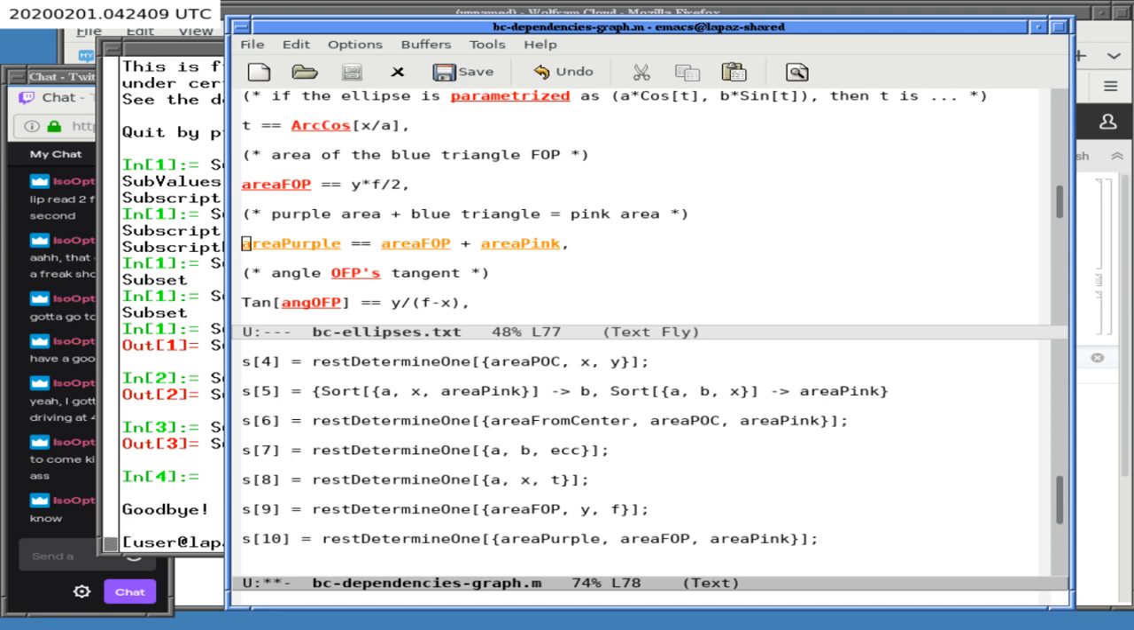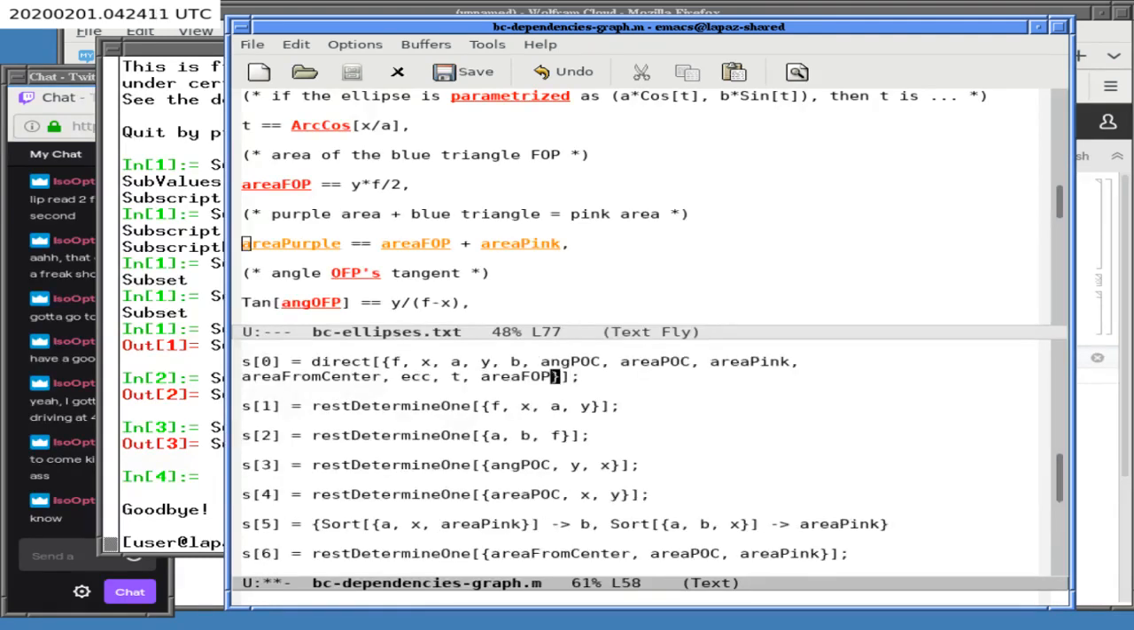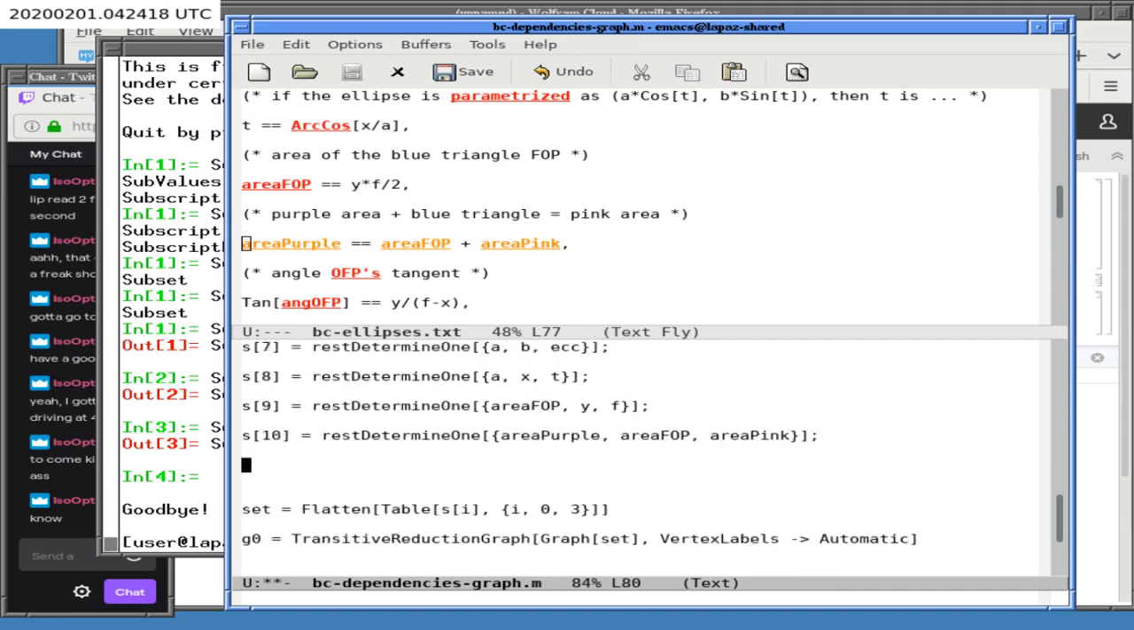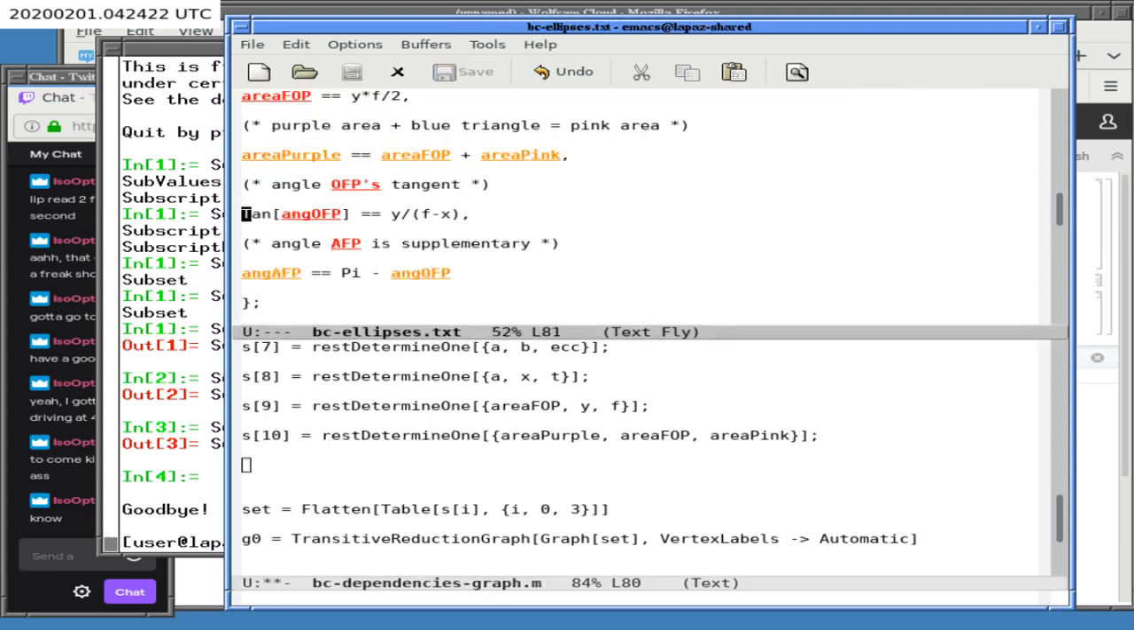So area purple is the latest of the lovely things. I think that's the last one. I'm probably wrong, but I think we're getting very close to the end now. Nope, there's one more. And again, let's see. Sy over f minus x. Yeah, again, it's fairly obvious we could get, well, let's see. Angle FP we can get. Yeah, we can get any of those from the others.